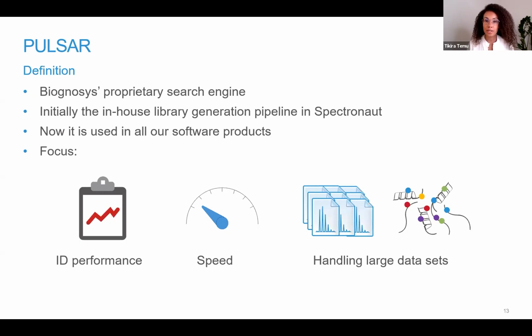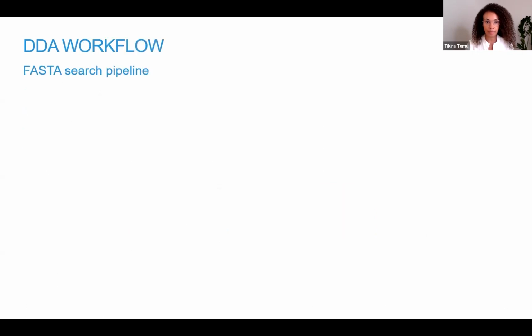Pulsar is our proprietary search engine. It was originally created for our in-house library generation pipeline for Spectronaut, but now it's very powerful and we use it in all of our software products. During the development, we focus on three main things. One is ID performance, second is also speed, and third is that it is able to handle large data sets. And here we mean both in terms of the amount of raw files it can process, but also the complexity of the data set. So it supports analyzing experiments with many modifications.